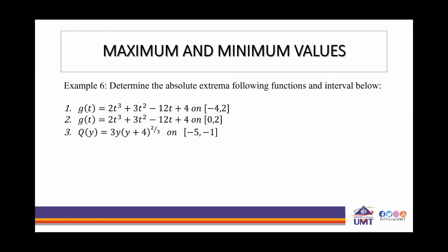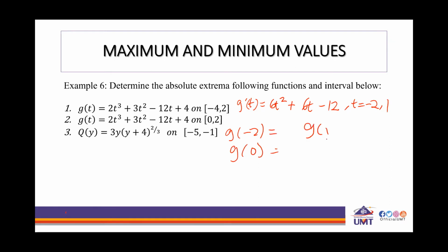Okay. So now, same question. At G prime T, berapa ni? 3 kali 2, 6T kuasa 2, plus 6T minus 12. So T is equal to negative 2 and 1. So now we have to calculate G at negative 2, G at 0, G at 1 and G at 2. So in this case you get, berapa tadi, negative 2, 24, negative 3, 4 and 8.